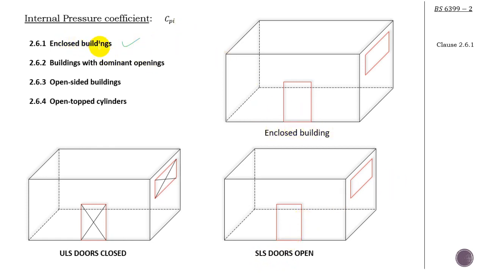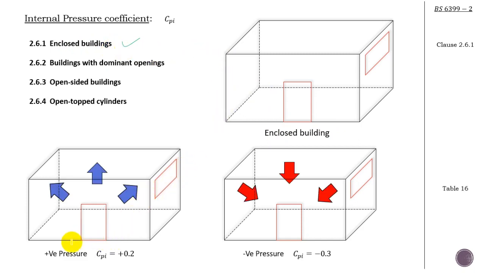As I said, enclosed buildings are probably the most common type. If you refer to table 16, you can get the internal pressure coefficients for enclosed buildings. You see that we have a positive pressure CPI of 0.2, and a negative pressure of minus 0.3. This is the most common internal pressure coefficient that might be used by engineers.